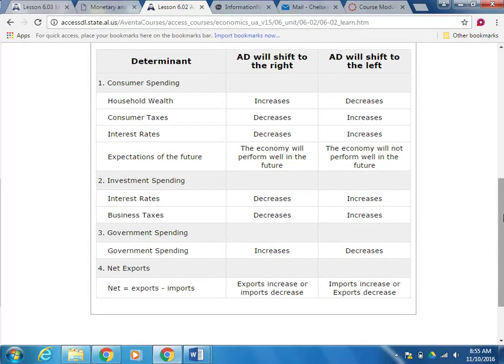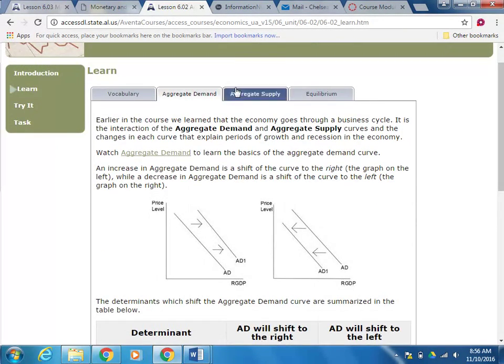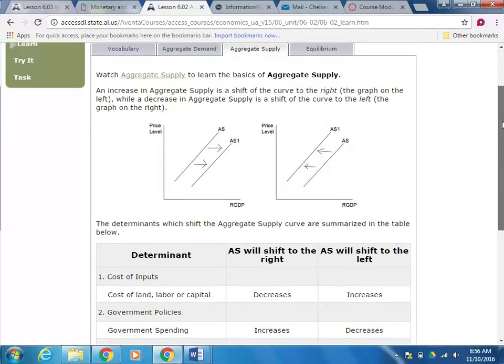consumer spending, household wealth, taxes, interest rates, expectations for the future, investment spending, government spending. This government spending has to do with infrastructure. Anything where government spending has to do with infrastructure applies to demand. Now, government spending that applies for businesses would apply to supply. And then, of course, exports and imports. Same thing for supply over here.